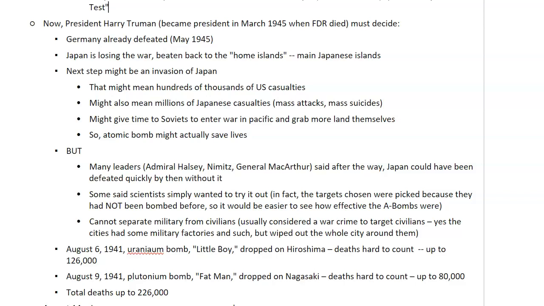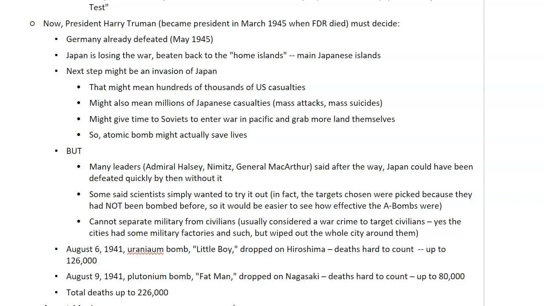Japan is losing the war. It's been beaten back to those home islands, the main Japanese islands. The next step might be an invasion of Japan. If that happens, the Japanese are going to defend their home islands something awful. It could mean hundreds of thousands of U.S. casualties. It might also mean millions of Japanese casualties. There are mass attacks, mass suicides that could happen.